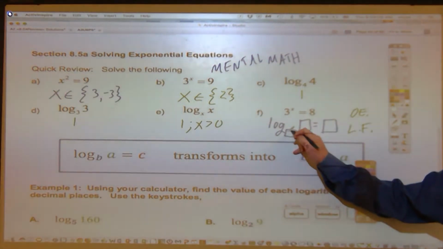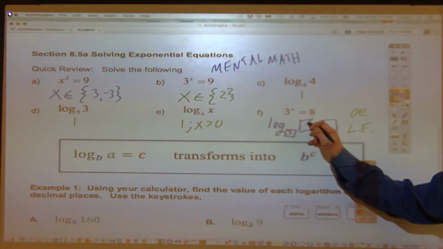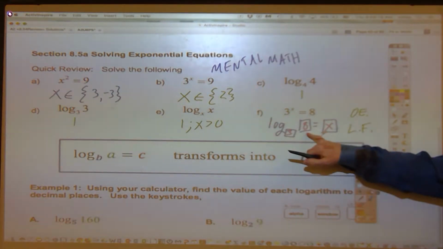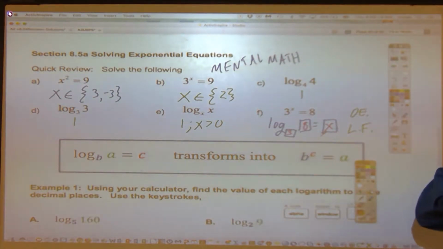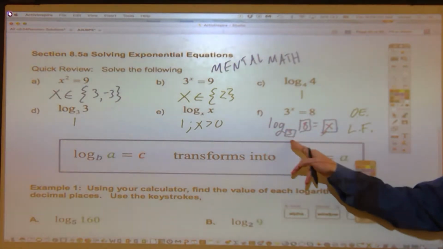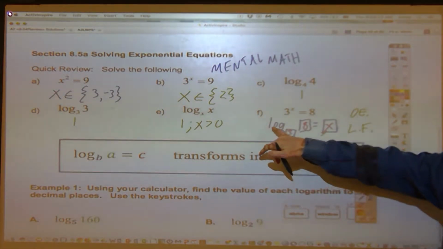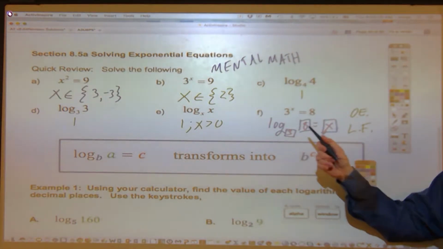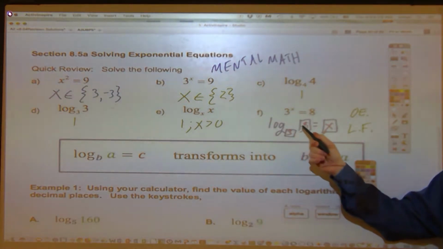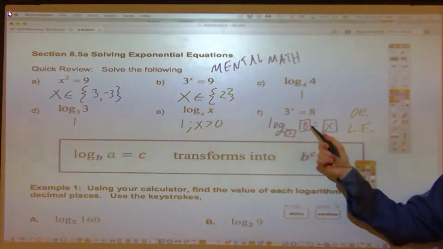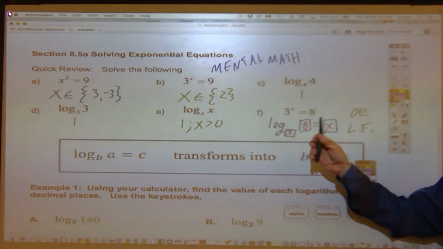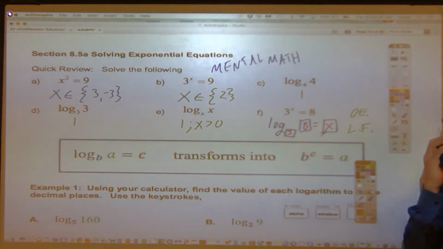Log 3 of 8. So what Andrew said was log base 3 of 8 equals x. Now he actually didn't say base, but that's proper pronunciation. Say log base 3 of 8. Some people say log 3 to the 8th, but 8's not an exponent, so it's not log 3 to the 8th, it's log base 3 of 8 equals x.